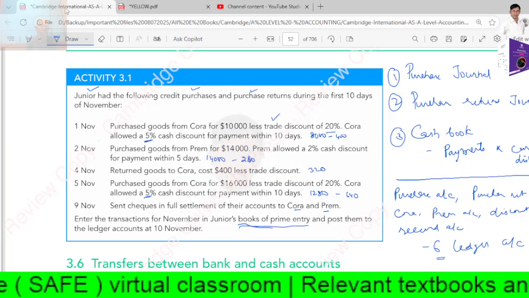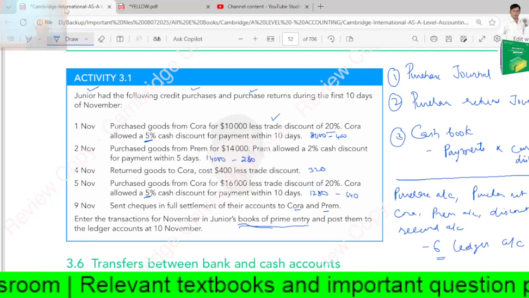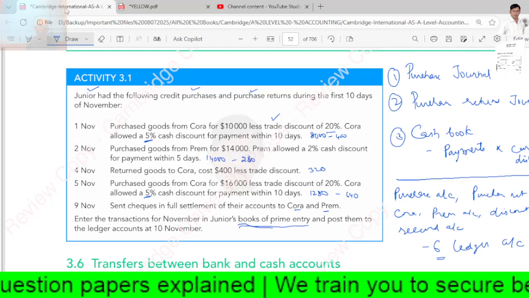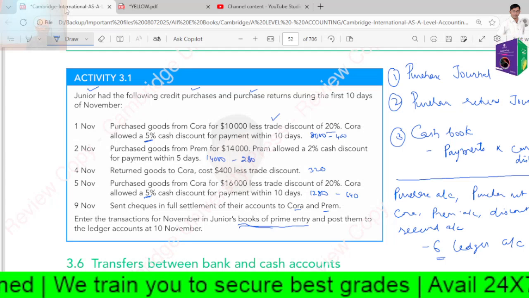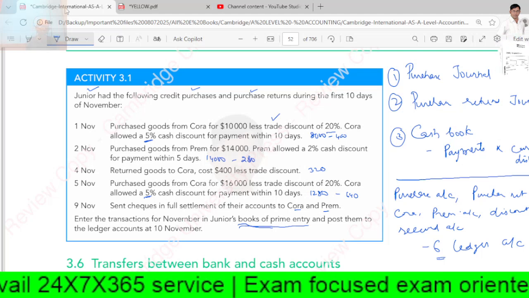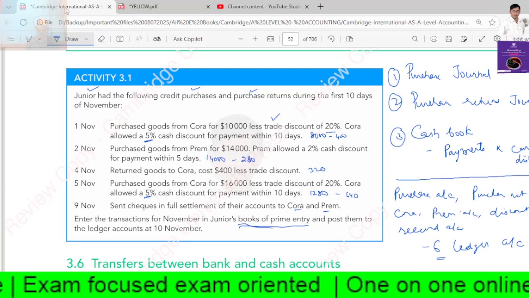See, such a small question, but it took a considerable amount of time for you to understand. So prepare, post it to the ledger, understand the various concepts. Understanding various concepts is a very, very important prerequisite for you to score good marks.